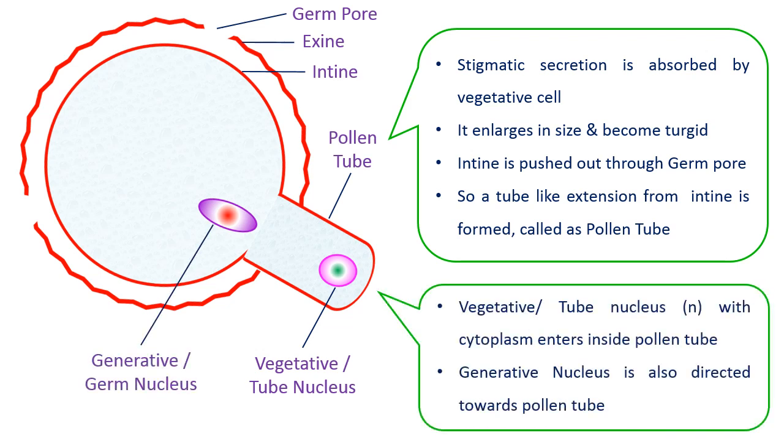As the pollen tube is formed, the vegetative or tube nucleus along with its cytoplasm enters inside the pollen tube. Also, the generative nucleus is directed towards the pollen tube. Here, the generative cell is reduced in size and is degenerated. Only the generative nucleus is directed towards the pollen tube.